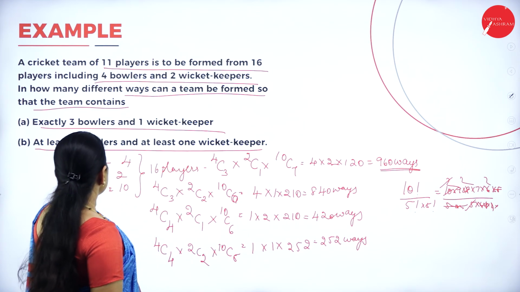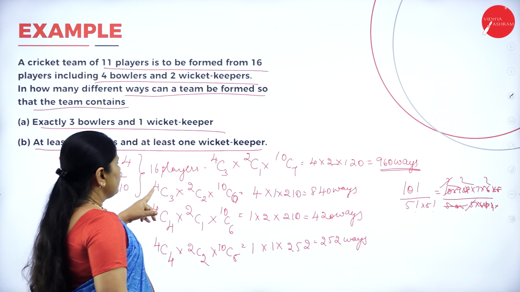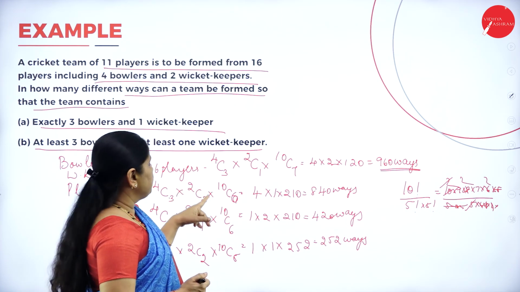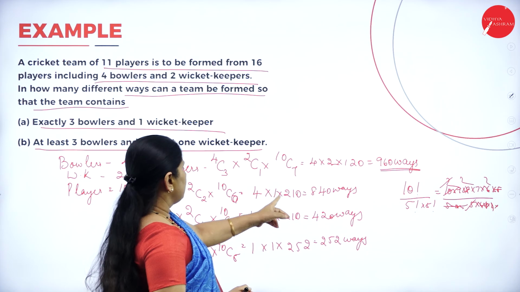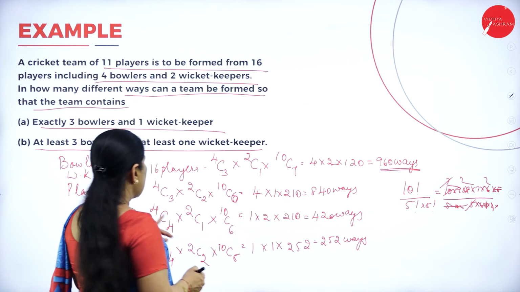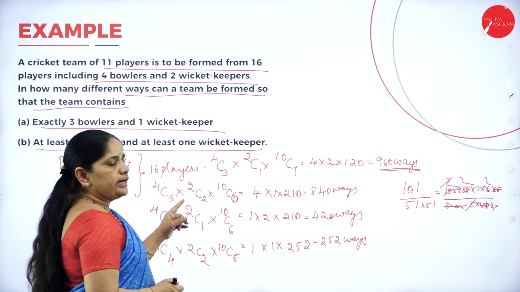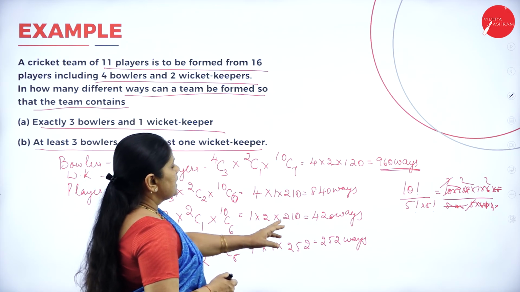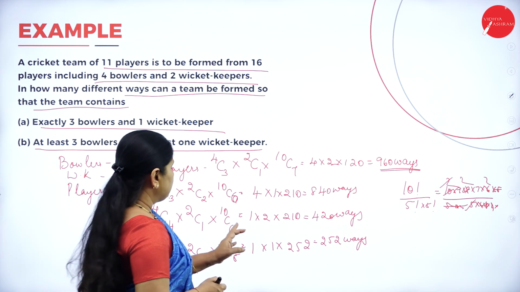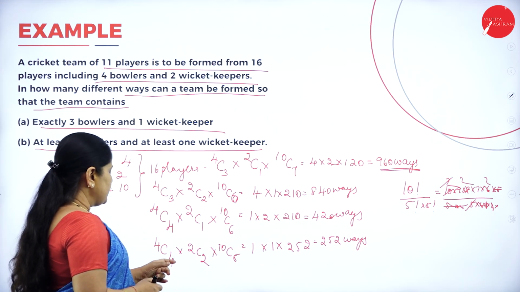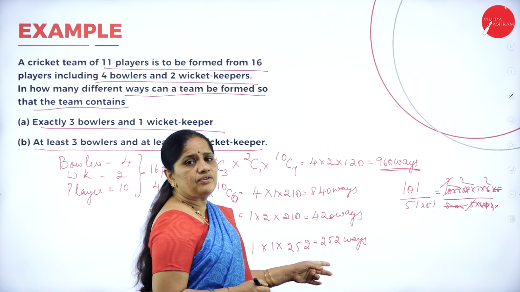Now, suppose the next question is at least 3 bowlers and at least 1 wicket keeper. So, 4C3 and I will take both the wicket keepers, 2C2. So, the remaining players will be 6. So, 10C6, that will be 4 into 1 into 210, that is 840 ways. Now, I can also select 4 bowlers and 1 wicket keeper. So, 4C4 into 2C1 into 10C6, that will be 420 ways. Then, I will select all 4 bowlers, both the wicket keepers and the rest of the players. So, 4C4, 2C2 into 10C5. So, this will come up to 252 ways.